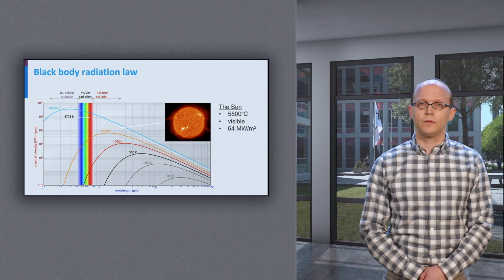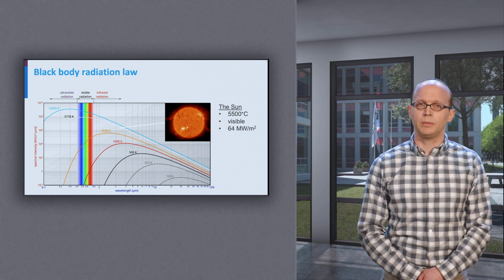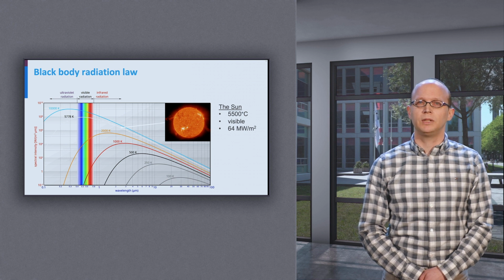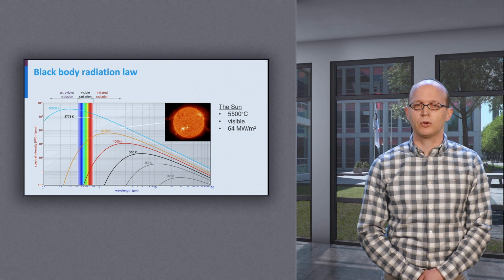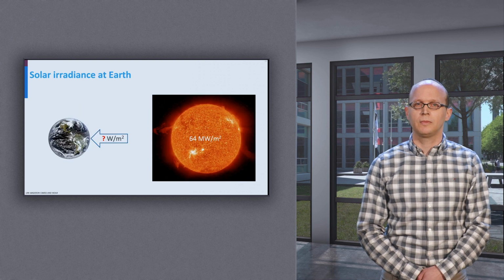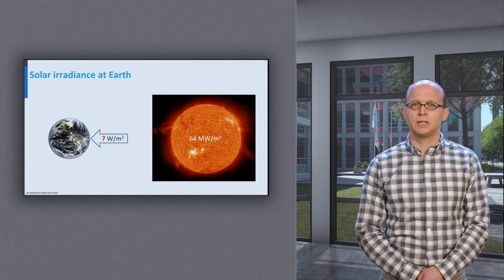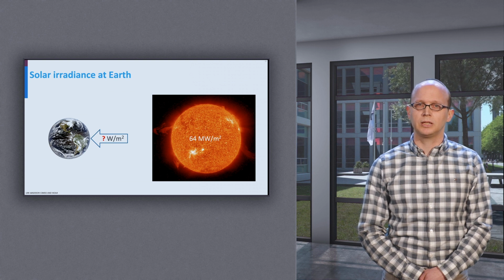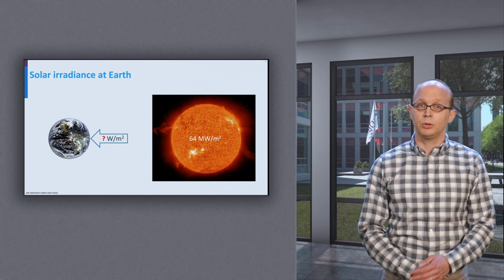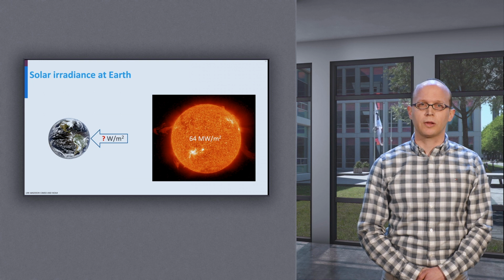The area under the curve gives the power density in watt per square meter of the emitted light. From this, we get that every square meter of the surface of the sun emits 64 megawatts. We now know, based on its temperature, that the sun's surface emits 64 megawatt per square meter. But what is the power density incident on Earth?